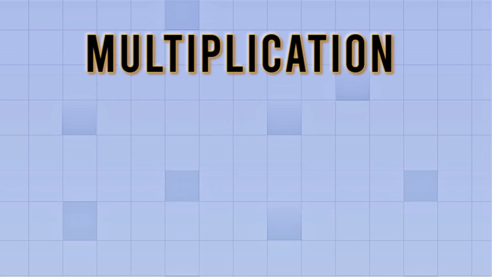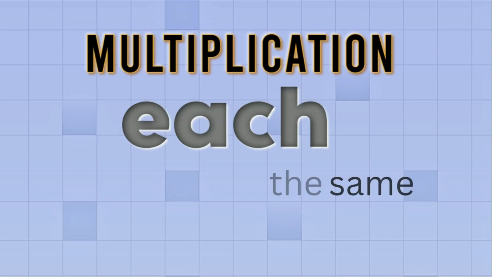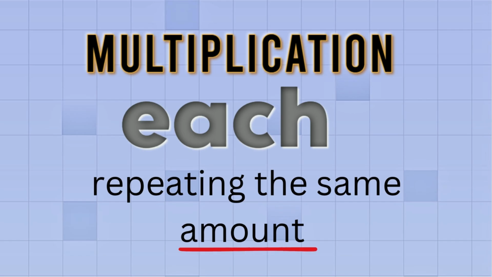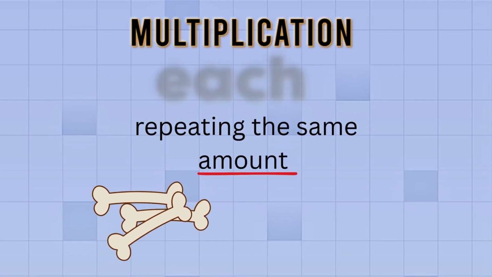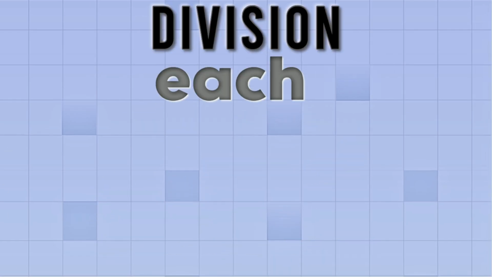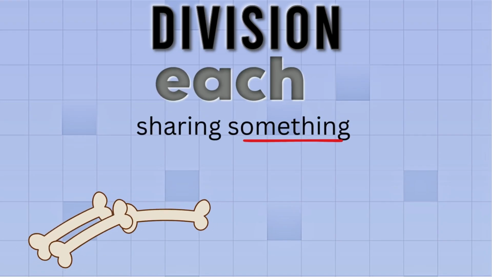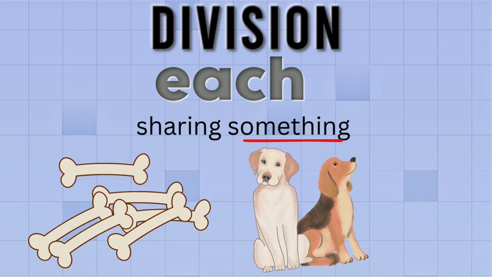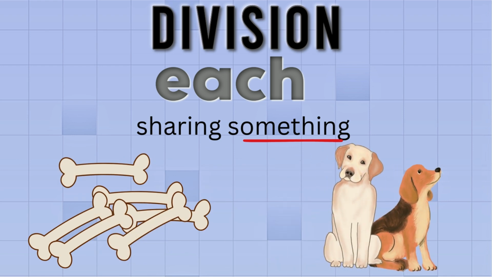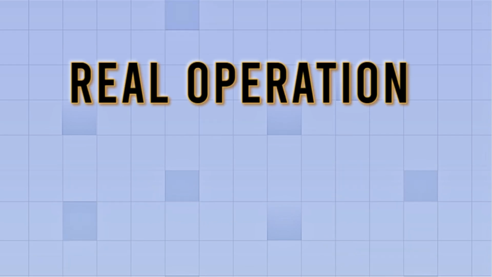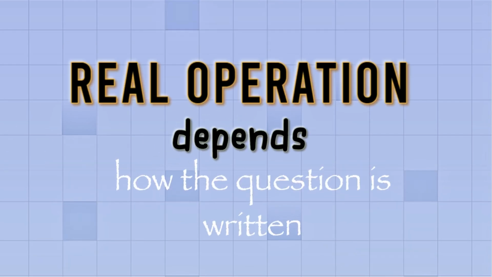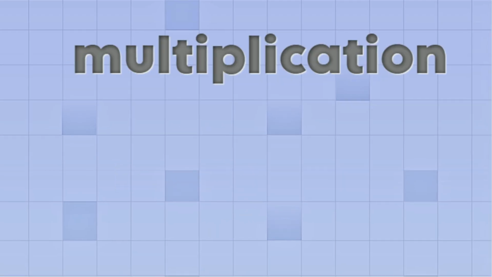In multiplication, we use each when we're giving or repeating the same amount, like giving 3 bones to each dog. But in division, we use each when we're sharing something, like sharing 6 bones with 2 dogs so that each dog gets 3. So even though the word each shows up in both, the real operation depends on how the question is written. And that's multiplication word problems.